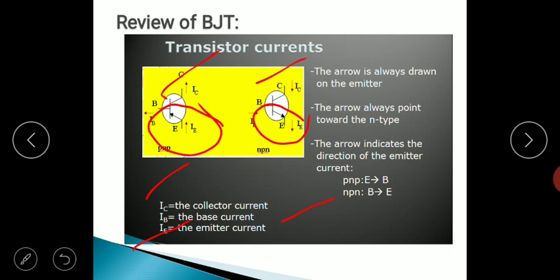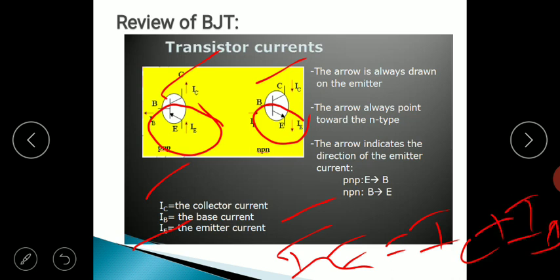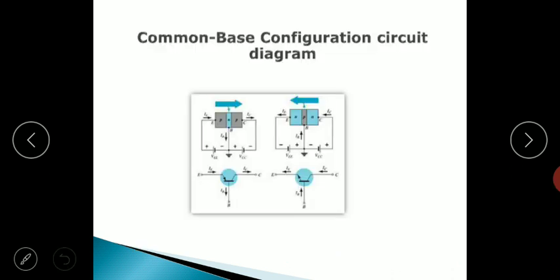Out of these three currents, IB, the base current, is very small, like negligibly small, hence the collector current IC and the emitter current IE are almost the same, though the actual relationship between these three currents is that IE is equal to IC plus IB. So if you consider this IB to be negligible, then IE will almost be equal to IC. That is the current relationship in the transistor.